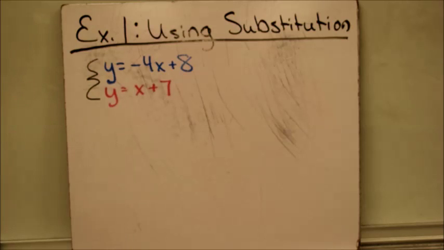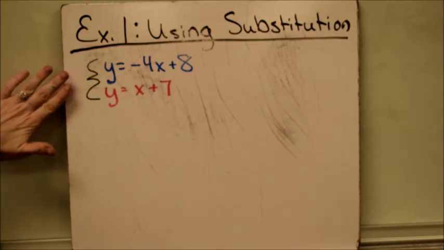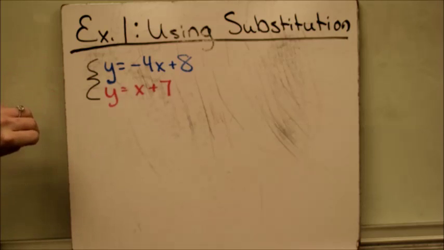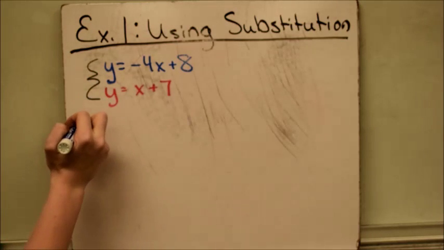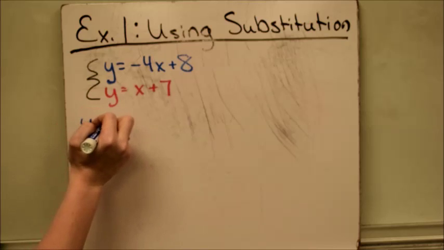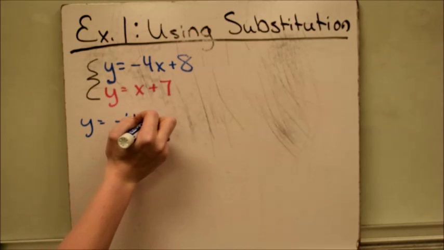So as you can see, I've put a system of equations here. y equals negative 4x plus 8 and y equals x plus 7. And we're going to use substitution to solve this system. Our first step, step 1, is we're going to pick one of these two equations. I'm going to say y equals negative 4x plus 8.